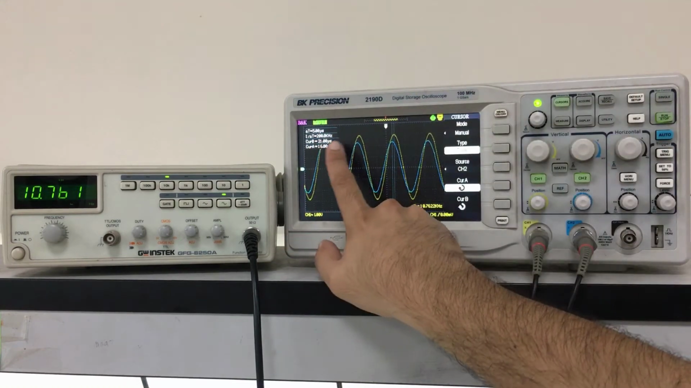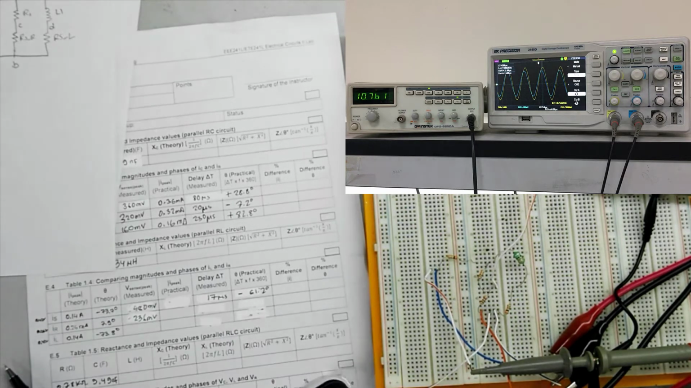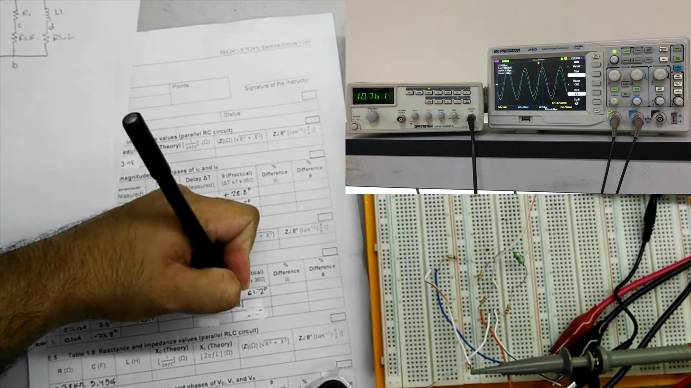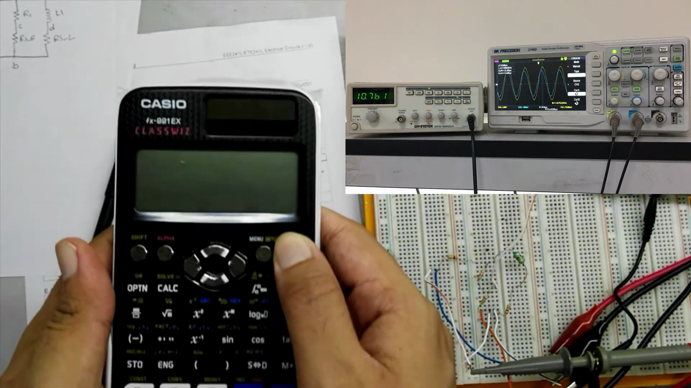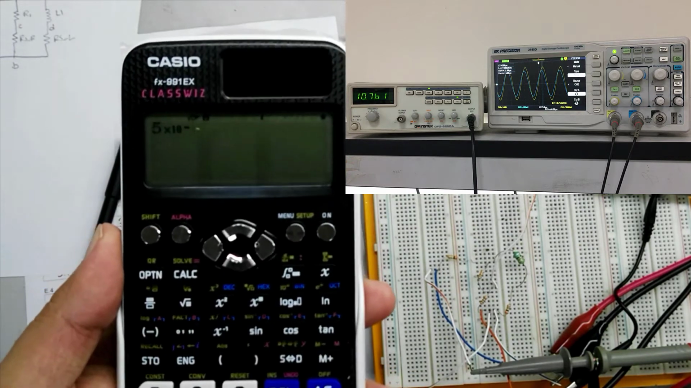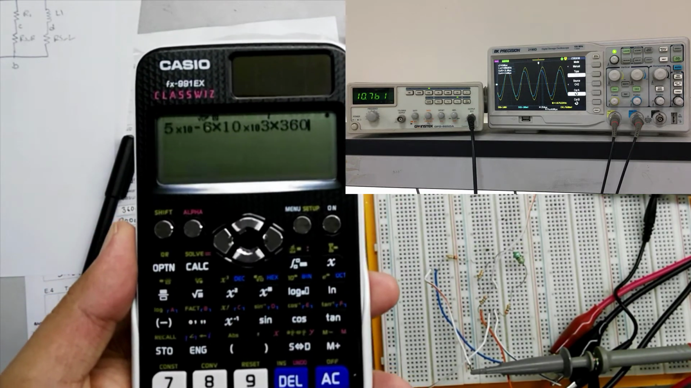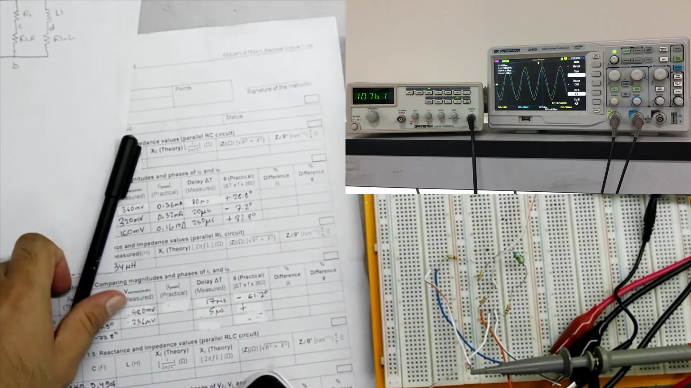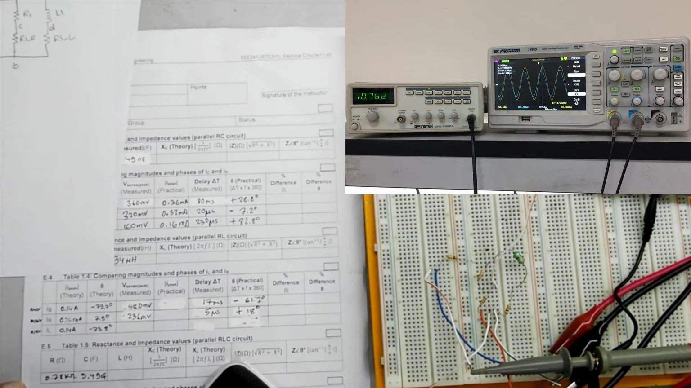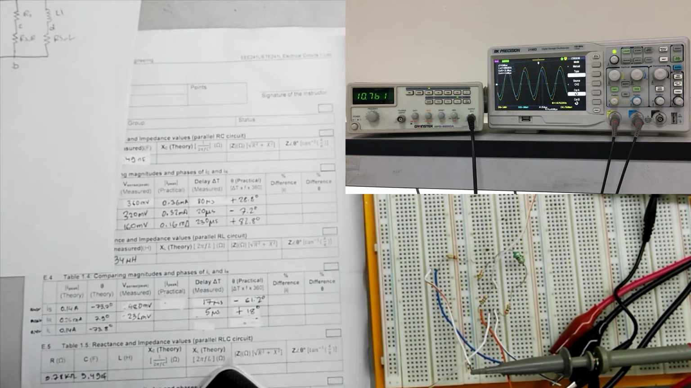Okay, 5 microsecond is the delay, and the symbol should be plus because it's leading. 5 microseconds, symbol is plus. We measure the theta, 5 microsecond, f 10 kilohertz, 360, 18 degrees, plus 18 degrees. So that is our phase for this sense resistor.